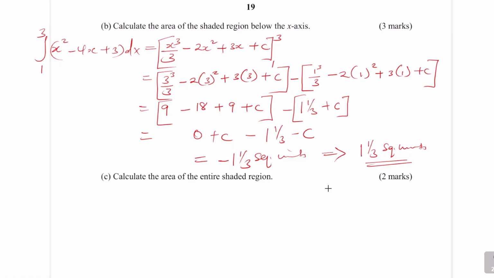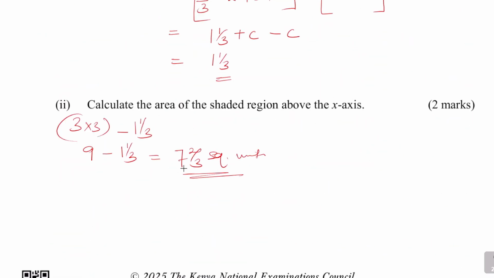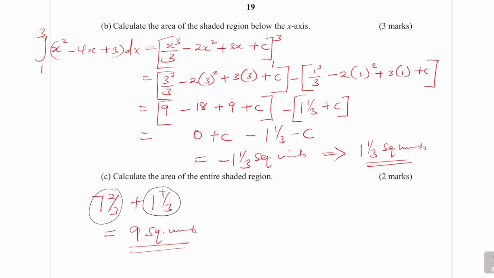Part C: calculate the area of the entire shaded area. The area above the x-axis, we got here as 7 and 2/3. And the area below the x-axis is 1 and a third. So when we add these, it will give 9 square units. That is what you're supposed to do: take the shaded area above the x-axis, then add the shaded area below the x-axis, and you get the solution. And that is how you're supposed to solve that question.